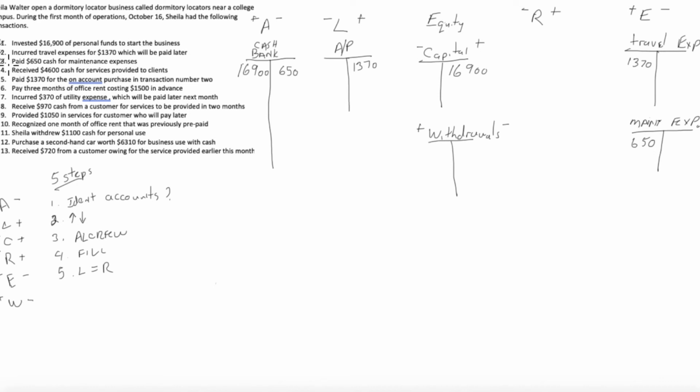All right, number 4, receive $4,600 cash for a service provided to clients. So we receive cash. So again, we know one account is cash. And we also know that it is for service that we provided, right? So if it's service, we made some money as the business. So it's a revenue. So we're going to write service revenue.